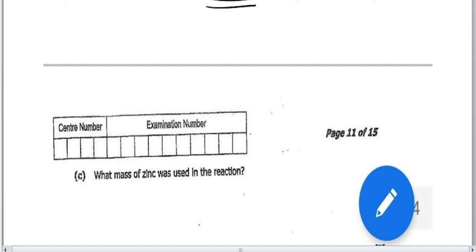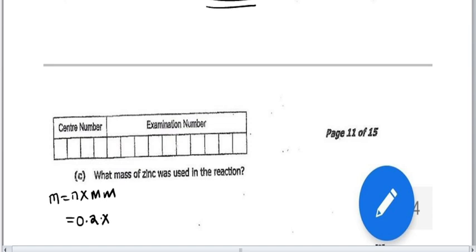Okay, so mass, remember, there's this formula: mass is equal to number of moles multiplied by molar mass. Now, we're looking for the mass of zinc that was used in the reaction. Since the mole ratio between hydrogen and zinc is 1 to 1, the number of moles will be the same. So the number of moles still remains 0.2.